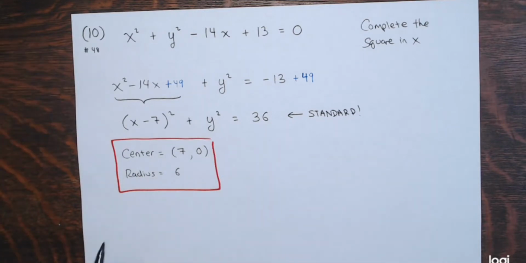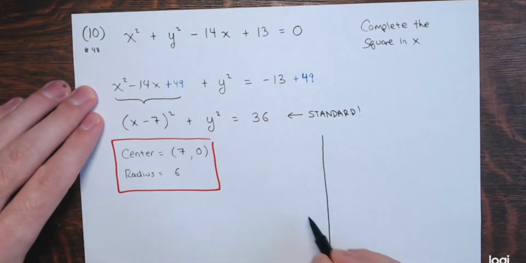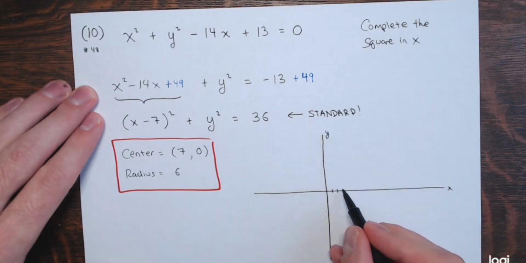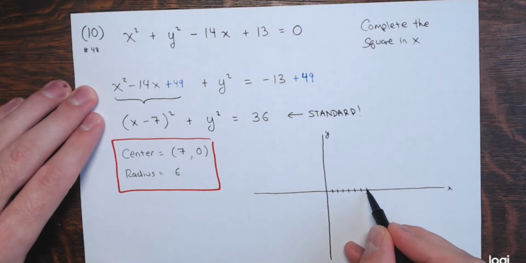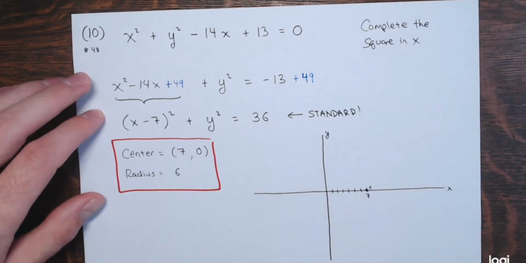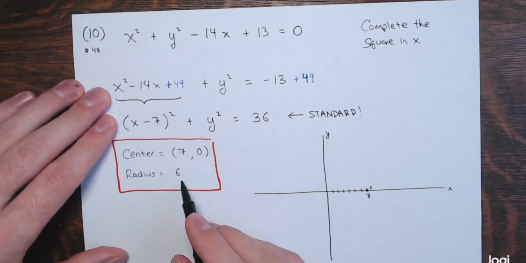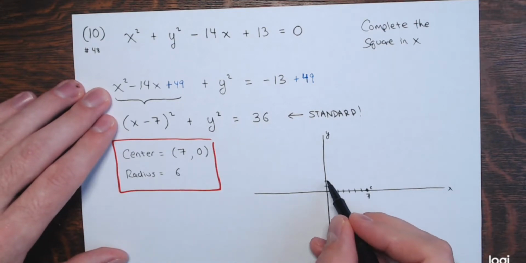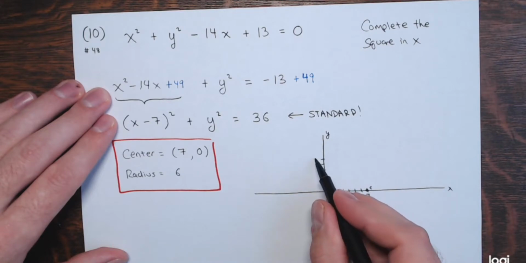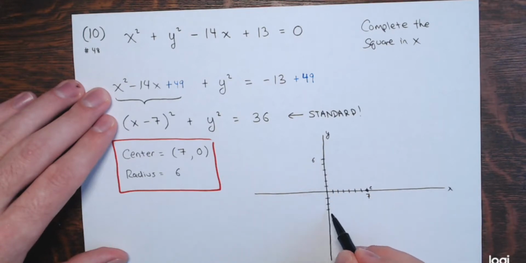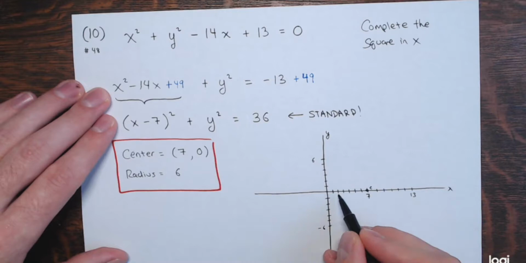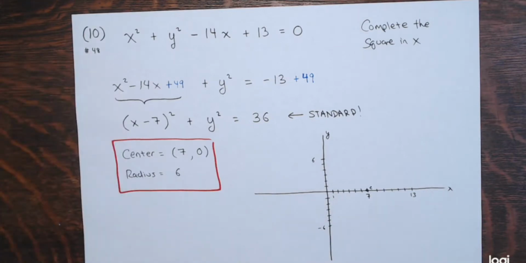Now I'll make a rough sketch of the graph. Alright, so 7, 0. There's 7, 0. There's the center. Put a little c next to it. And the radius is 6, so I'm plotting points that are 6 units away from this. So 6 units above, 6 units below, 6 units to the right, that would be at 13, 6 units to the left would be at 1. And I'll plot these points.